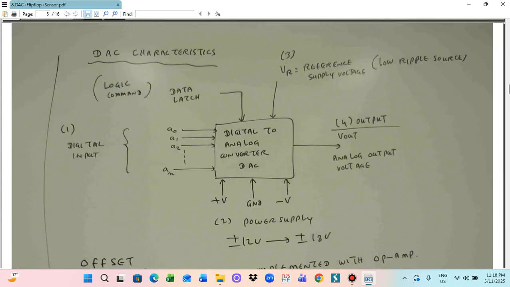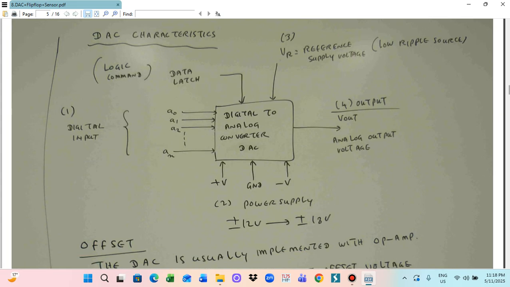You get 0.0390625. The next one is the DAC characteristic, the digital to analog converter characteristic. In this case, we have our digital input A0 to AN going into the digital to analog converter, and we also provide the data latch. We also provide VR, the reference voltage, which needs to be compared with the input, and then the output comes out.